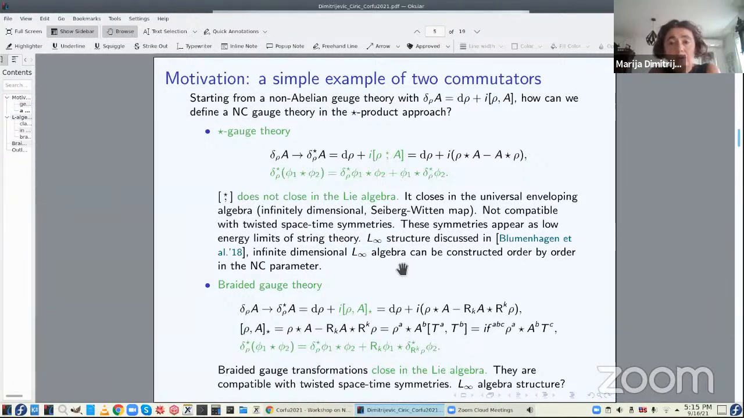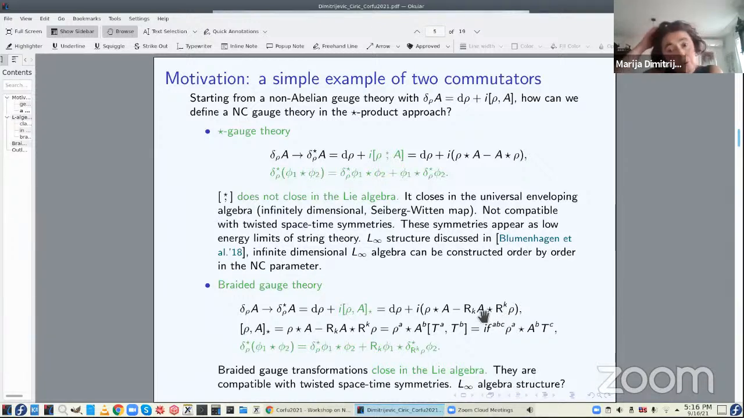So the other possibility, if we are not quite happy with this clash of space-time symmetries and the star gauge symmetry, is to introduce something that we now call braided gauge theory. And that means especially that this commutator is now defined in a different way. The star commutator, first of all, the star is no longer in the middle, it's now in the right lower corner. And what we mean by this is that we multiply rho and A, but then when we exchange the order of A and rho, we just add one R matrix.